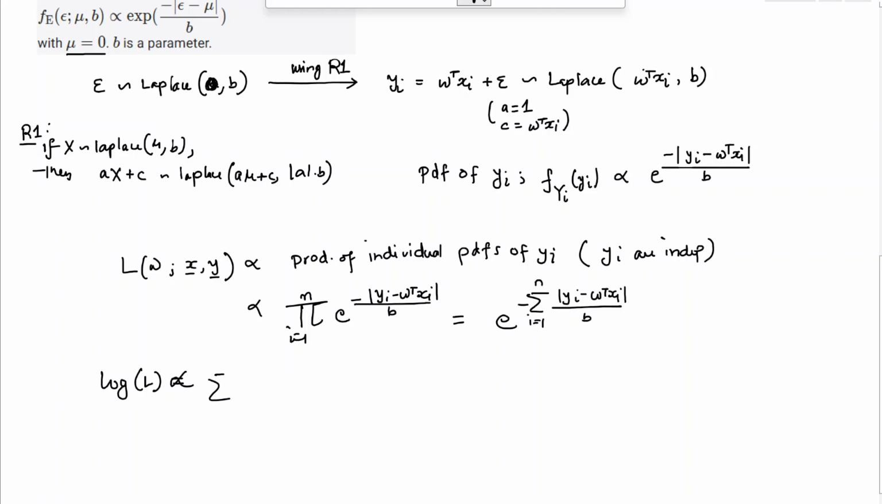the summation of, in fact the log likelihood will have some constant, say log k, where k is a constant, plus log of e to the power something. That means only the power term. So we will have the summation, i running from 1 to n, of minus (yi minus w transpose xi) divided by b. So this is the log likelihood of w.